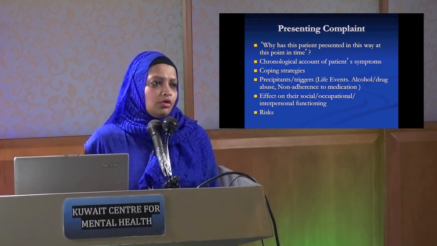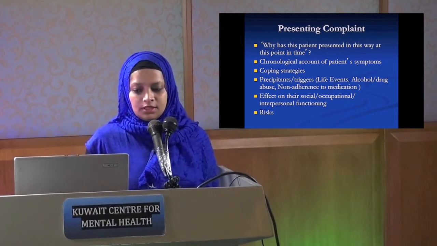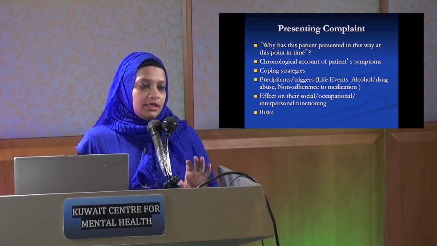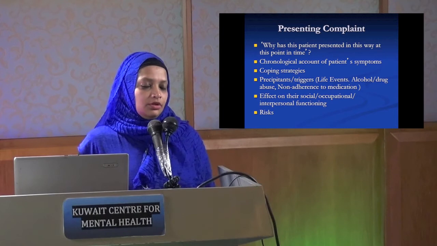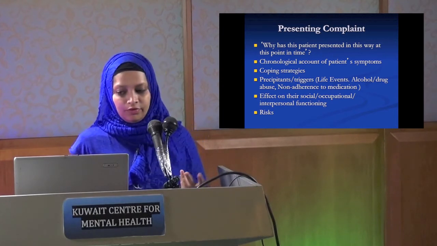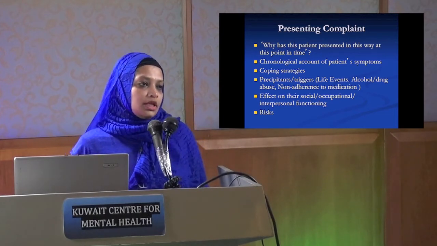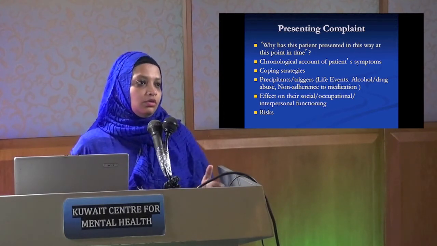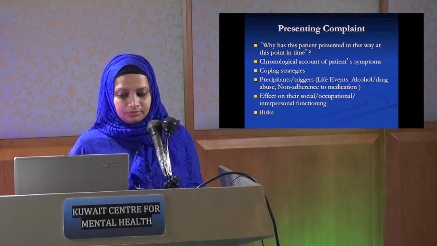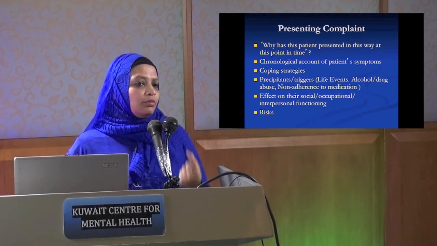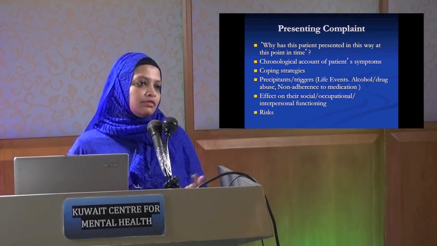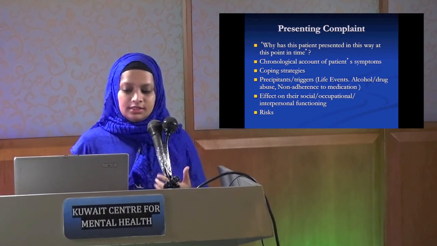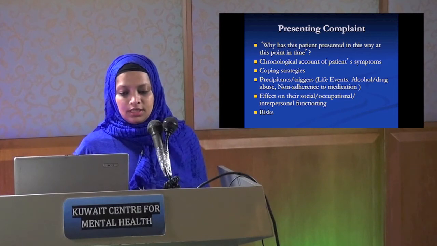So we have to go through the chronological account of the patient's symptoms. And we have to find out if there are any triggers or precipitants that actually set off these symptoms. Usually it could be a life event, or a concomitant alcohol or drug abuse, or non-adherence to medication that would have caused the problems right now. So it's quite important to find out, because they might be genetically predisposed to develop a mental illness, but more often there is a life event or some trigger that has set off the symptoms at this point in time.